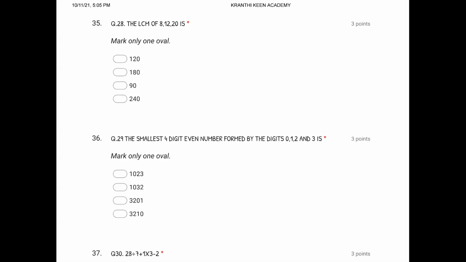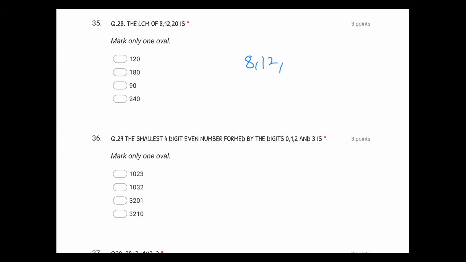Next question, LCM. LCM of 8, 12, 20. What is the LCM? 2 4s are, 2 6s are, 2 10s are. Next 2 2s are, 3s are, 5s are. 2 into 2 into 2 into 3 into 5 means 8, 5 8s are 40, 3 40s are 120.